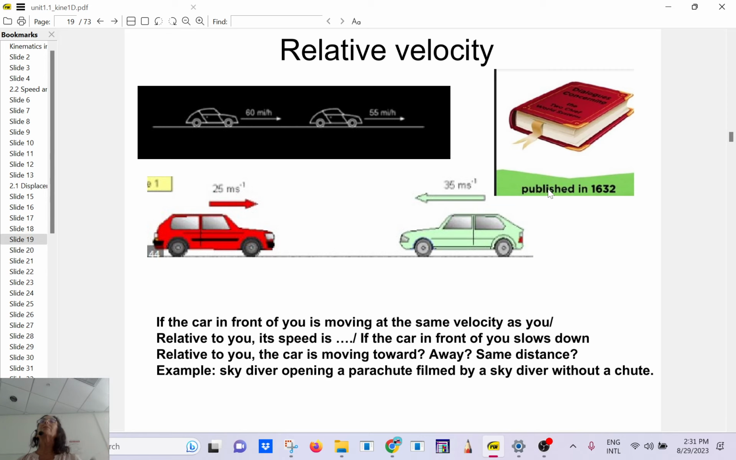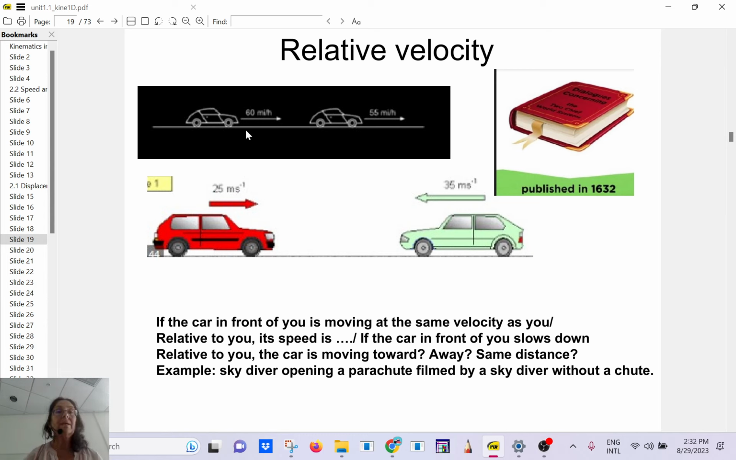One of the founding fathers of physics is Galileo Galilei. In 1632, he wrote that famous book that got him in trouble with the church, because inside that book he said that the earth is going around the sun and not the other way around. But he was fine, don't worry, because he had connections. In that same book, where he supported the Copernican system, he also talked about relative velocity. He was the first one to say that velocity depends on your frame of reference.